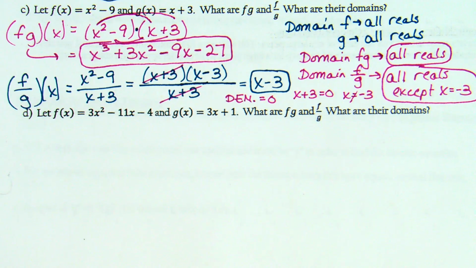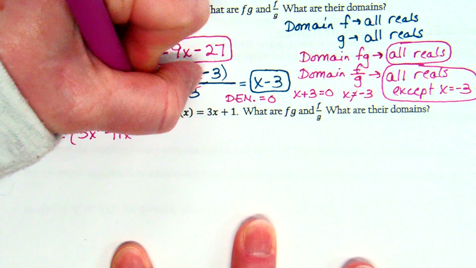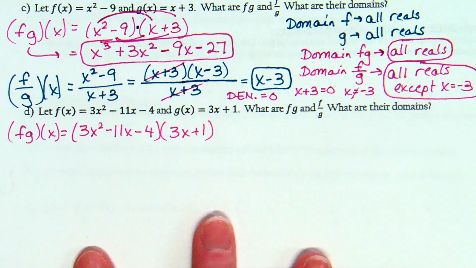They give me an F. They give me a G. What do they ask me to find? FG. So how do I find FG? Okay, we're multiplying F and G, which F is 3x squared minus 11x minus 4 times G, which is 3x plus 1.